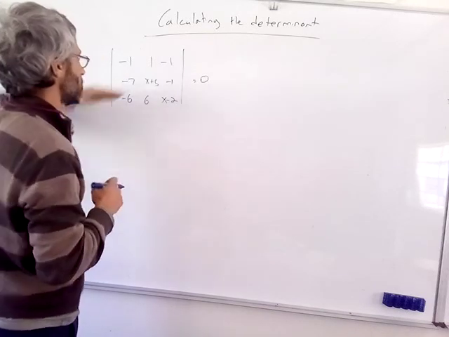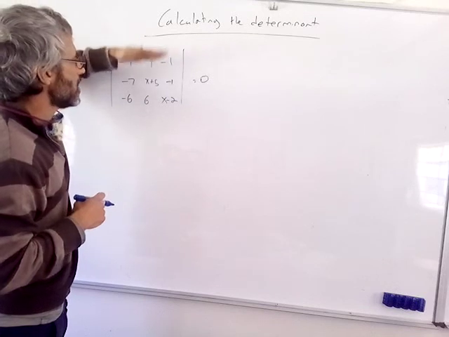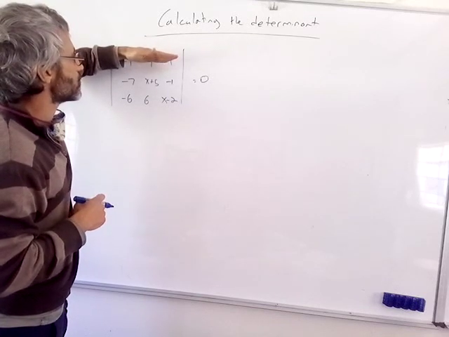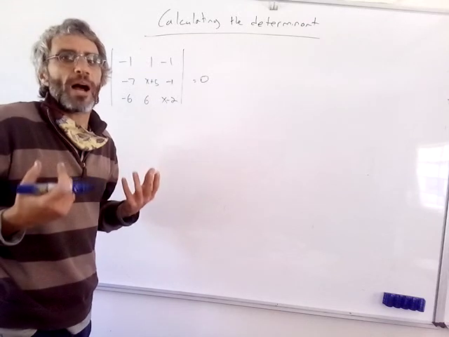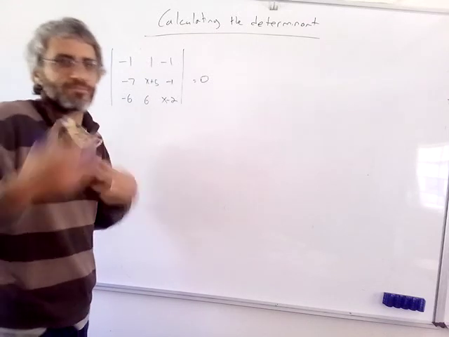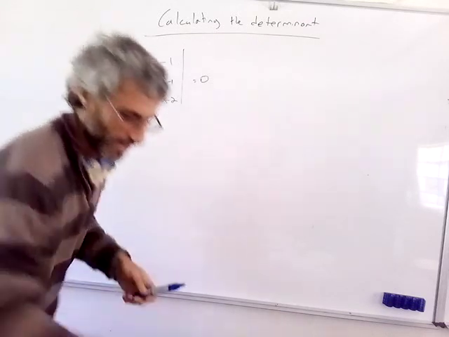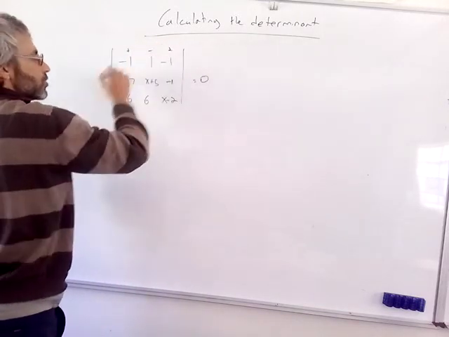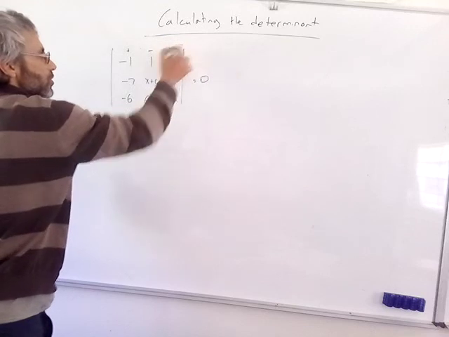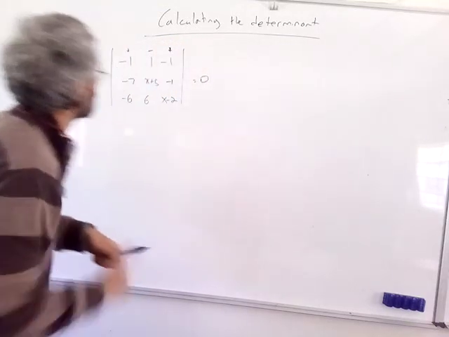But I personally would choose the first row. Why? Because all the entries are not 0, but they're 1 or minus 1, so at least maybe it makes it a little bit easier. Also, I need to remember to put the sign, so it's plus, minus, plus. I'm not going to worry about the rest. So I'm going to write it like this.